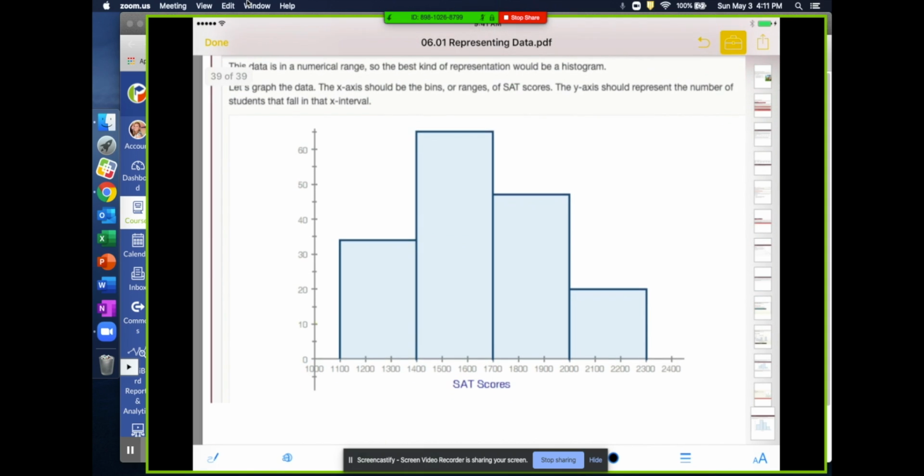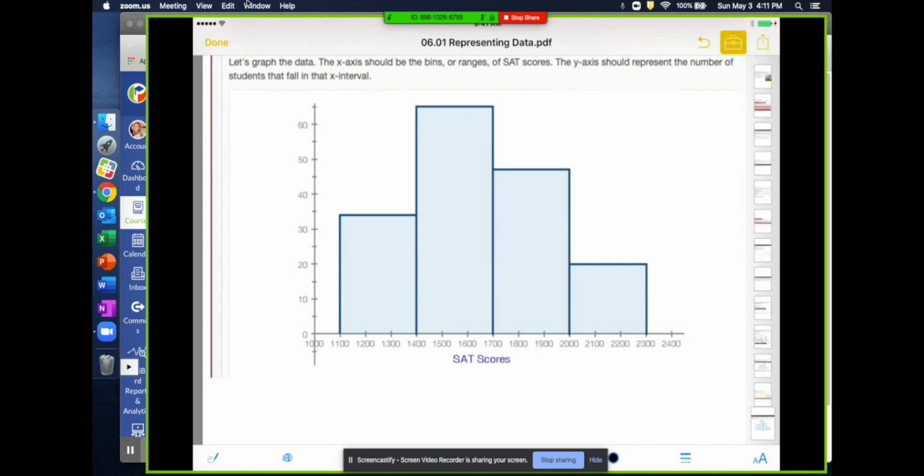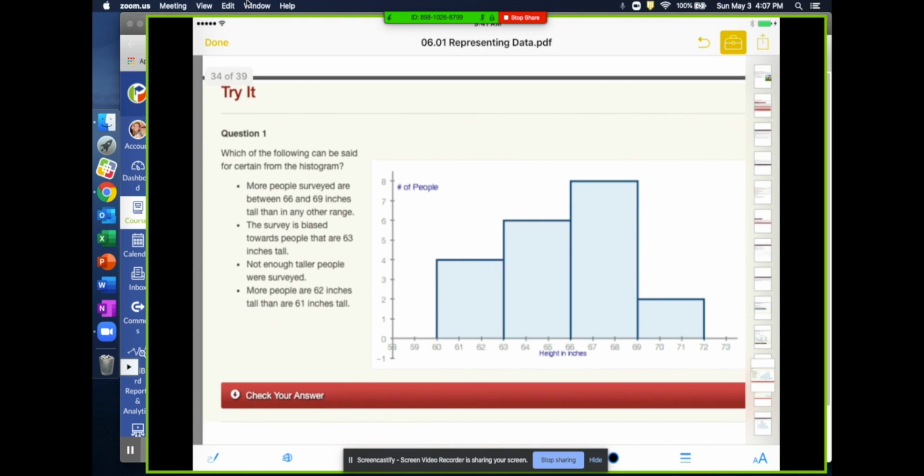Here's what the histogram looks like, just like we would expect it to. We have the buckets across the bottom, like it tells us, and then it goes up the y-axis to the frequency that it was. So the largest amount was there in the middle between 1401 and a 1700 score, all the way up to over 60.